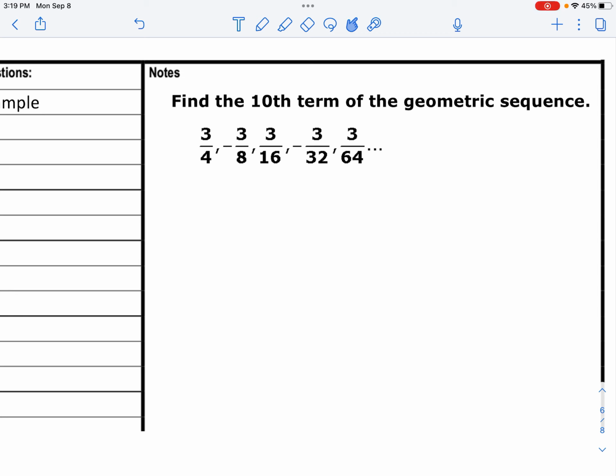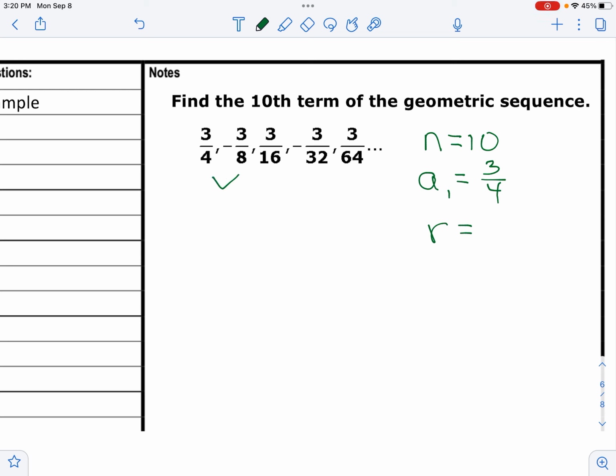Okay, so same thing here, but maybe a little bit trickier. So we know that n is 10. We know that a sub 1 is 3/4. What is my common ratio? That would be the other thing I need, right?